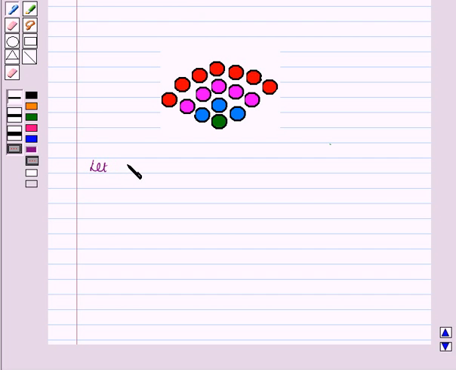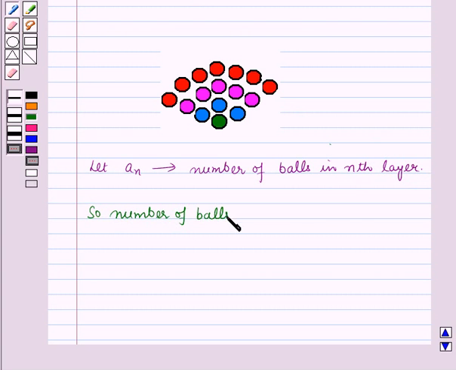Now let AN represent number of balls in nth layer. So, number of balls in first layer are given by A1, which is equal to 1.